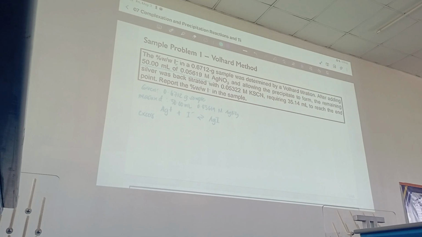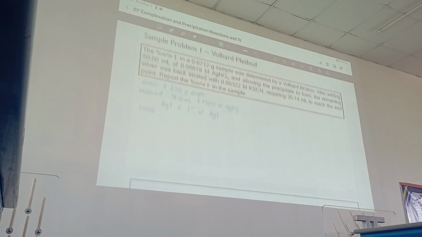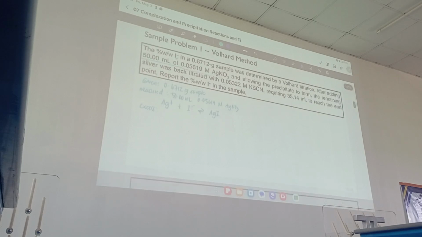Before na proceed, i-even na lang natin ang reaction para may guide. AgI, Ag plus, and I minus. Okay, sa excess, 35.40 ml and 0.05 molar of KSCN. Ayan, the remaining silver was back titrated.